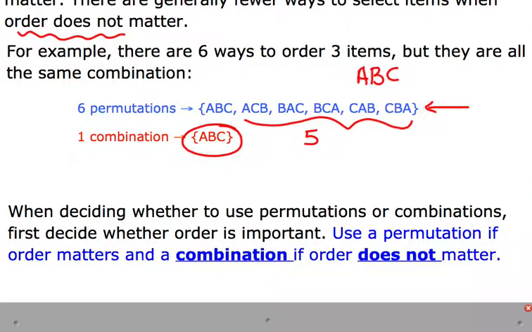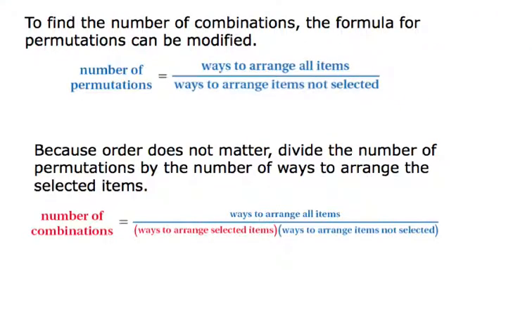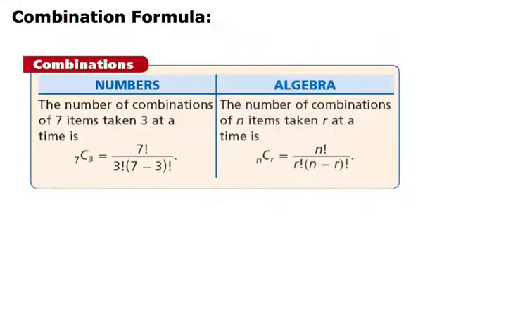When deciding whether to use a permutation or combination, first decide whether order is important. Use a permutation if order matters, and a combination if order does not matter. Very important there. This is just a little way to explain the formulas that I'm going to give you on the next slide. If you remember, permutations are the total number of ways to arrange all the items and the ways that the items are not selected. And for the combination formula, it is the ways to arrange all the items, the ones that are selected, and the ones that are not selected.